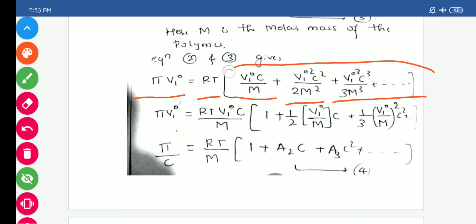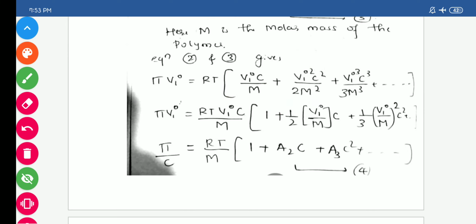See, look at this equation, whatever is written in this bracket, which term is common here? v1 naught c by m. Here also that is there, v1 naught c by m, v1 naught c by m. So what I do here, I will take this v1 naught c by m outside of the bracket, then what remains here? RT v1 naught c by m, the remaining 1 plus 1 by 2 v1 naught divided by m into c plus 1 by 3 v1 naught by m whole square into c square plus and so on. In the next step, v1 naught here also gets cancelled on each side, and the c written on the right hand side, I will take to the left hand side.